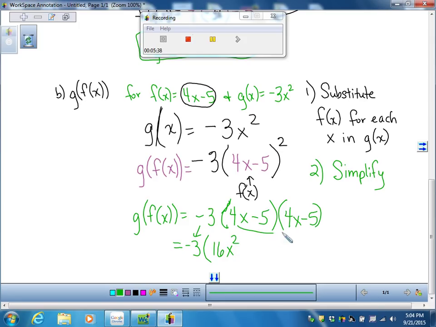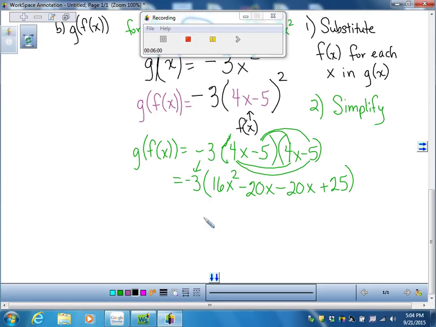That was first times first. Now we're going to do outside times outside. We get negative 20x. Inside times inside. We get negative 20x. And last times last, we get a positive 25. Simplifying what's in the parentheses, I've got negative 3 times 16x squared. Notice the two middle terms are exactly the same. So I get negative 40x plus 25.